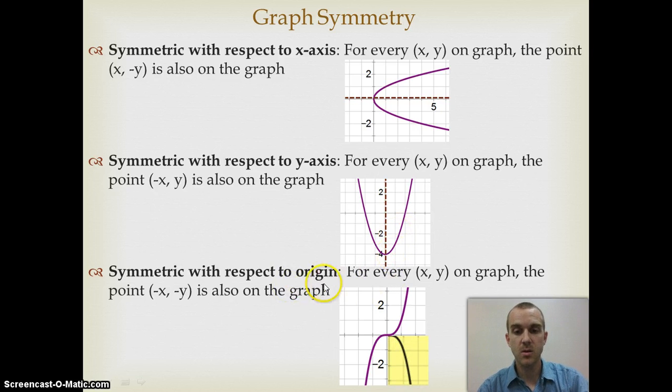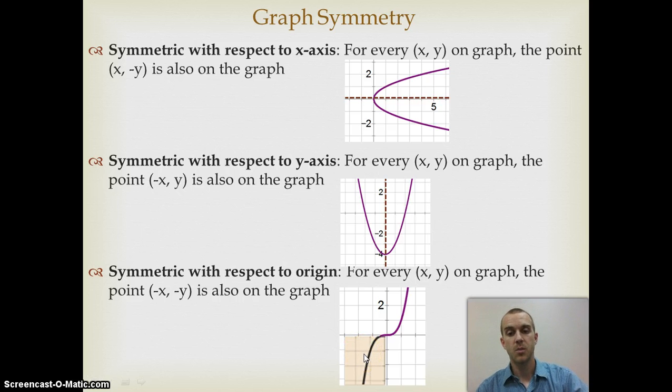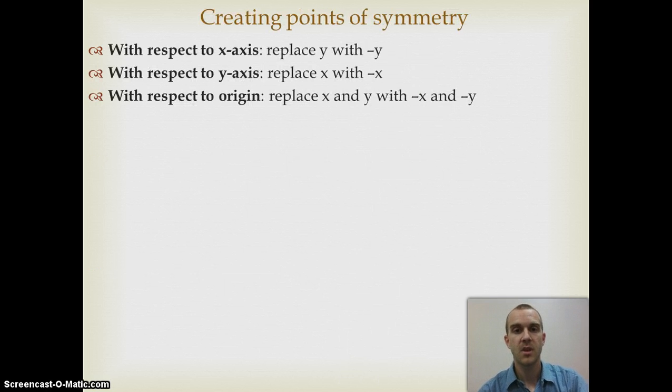Now with respect to the origin, for every x, y ordered pair I have, the negative x, negative y has to be on there as well. And this one's kind of different, but if I fold along the x-axis and then I fold along the y-axis, the graph should show up both below and above. So it's kind of like you have to do a double fold to see that other component.